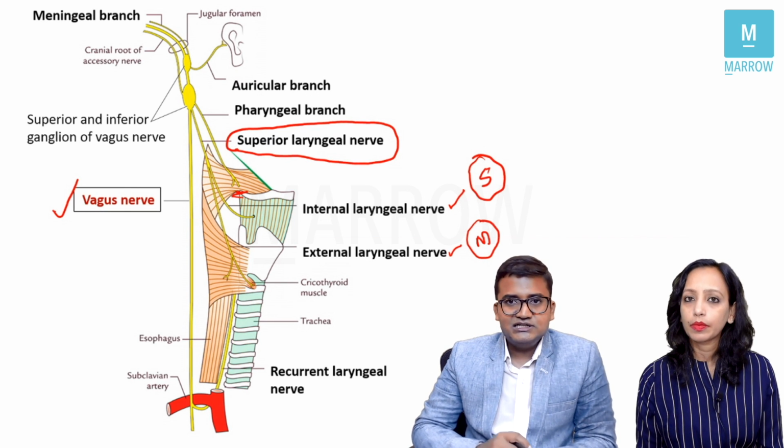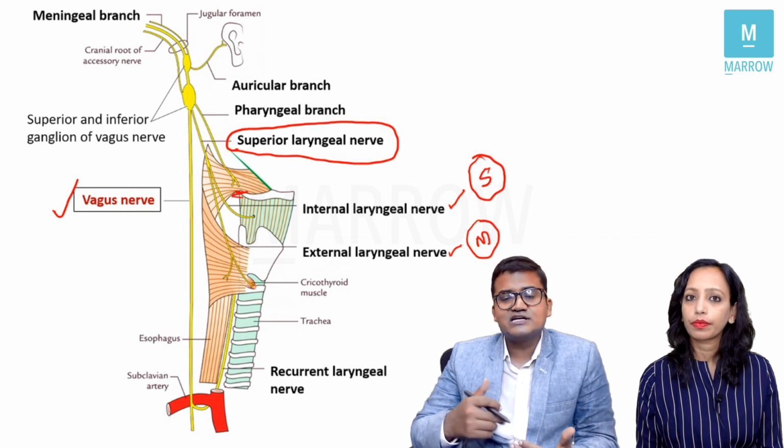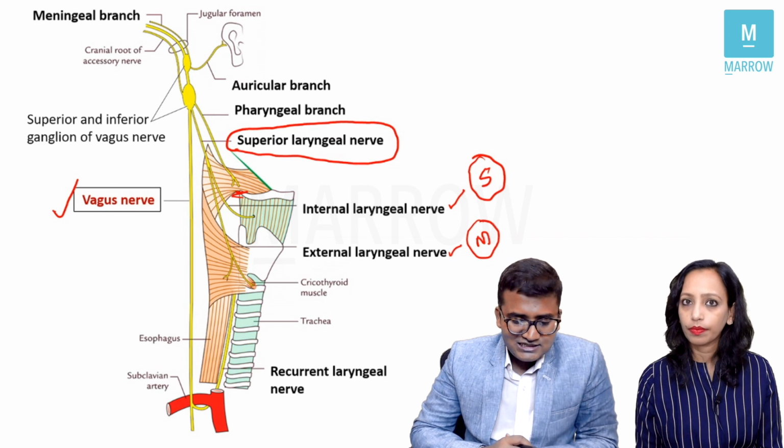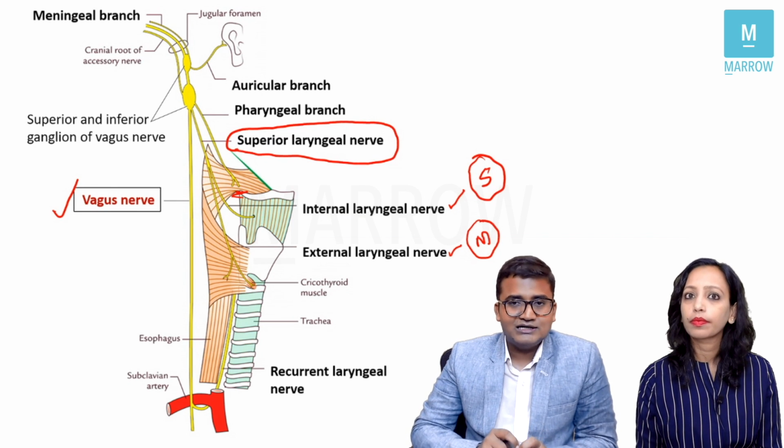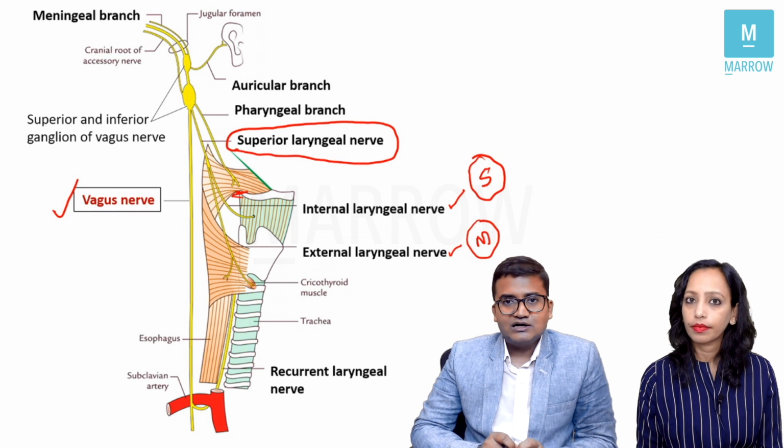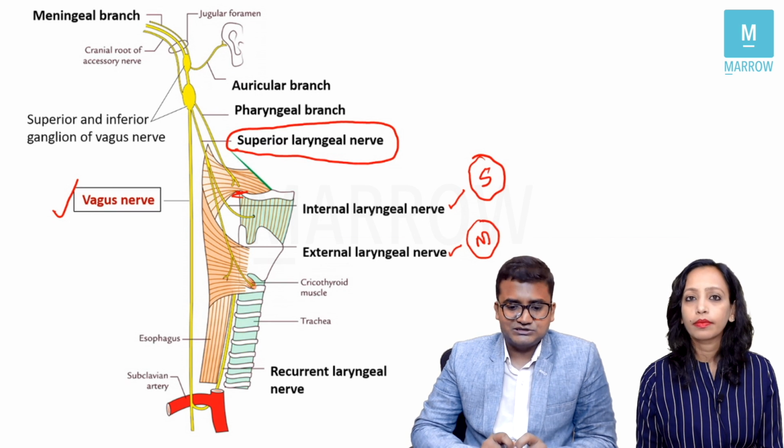So the internal laryngeal nerve supplies the mucosa of the larynx above the vocal fold, and the external laryngeal nerve is the motor nerve, which supplies only one muscle, that is the cricothyroid muscle. Cricothyroid muscle, please remember, is the tensor of the vocal cord, and that muscle also does mild adduction.